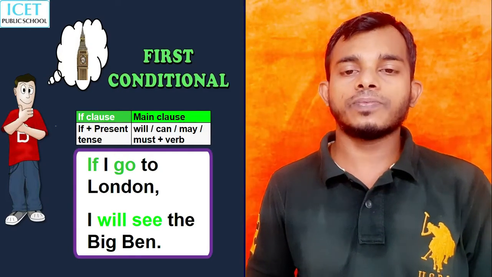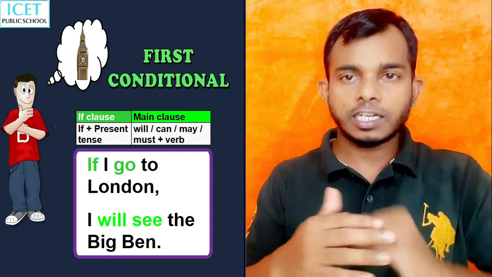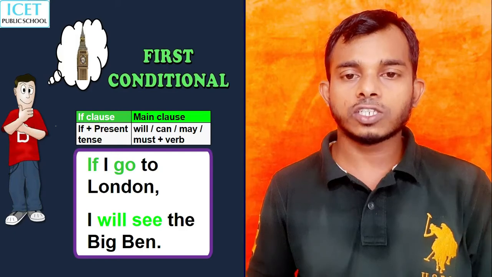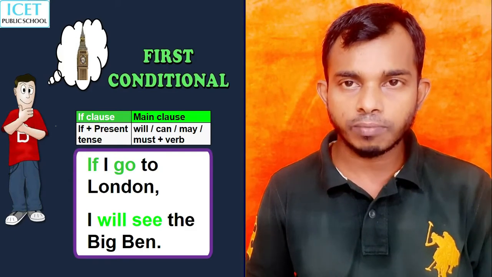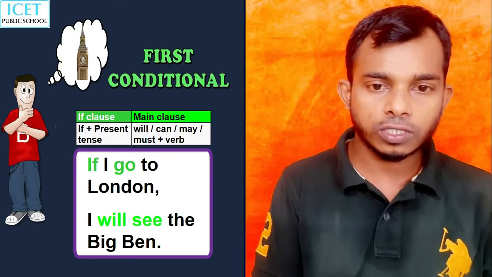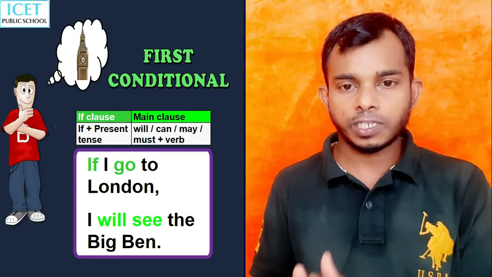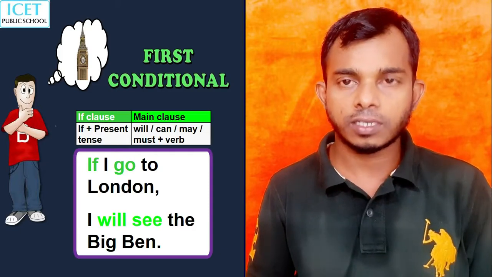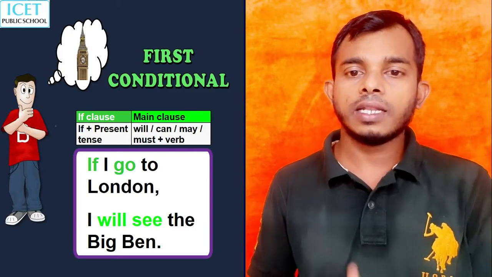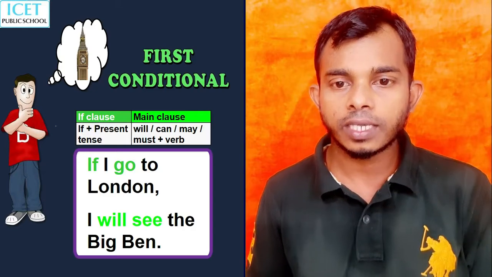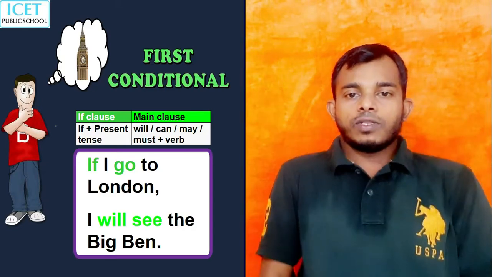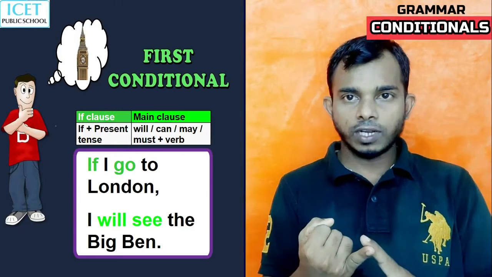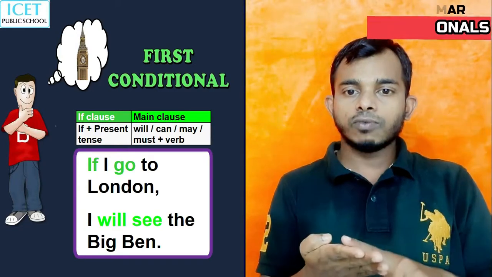First conditional. Now we are moving on to the second type of conditional sentence. It is the first conditional sentence. This is the condition: in the if clause, it will be if plus present tense, any of the present tenses, simple present tense. And then the main clause will be in future tense. It means will, can, may, must, shall, anything can come instead of will.